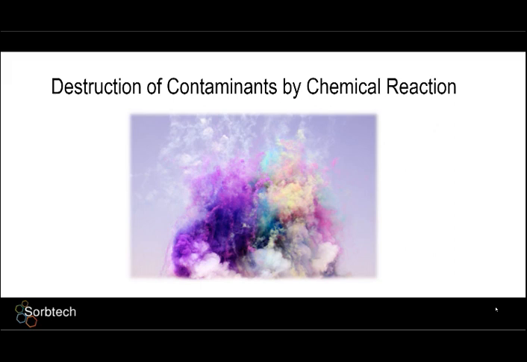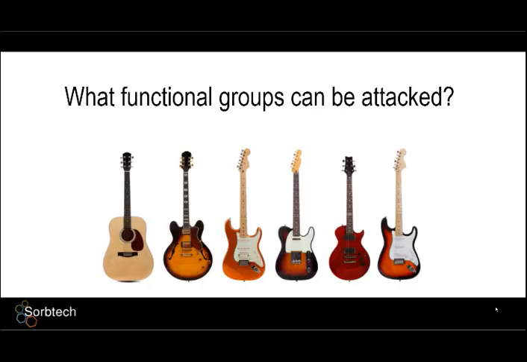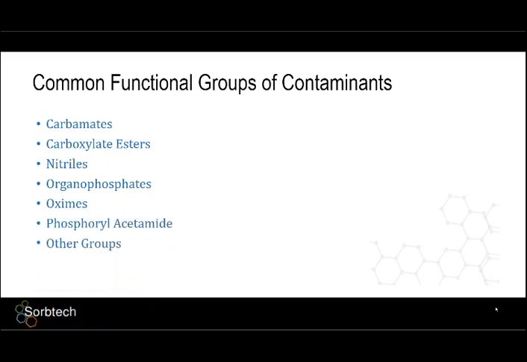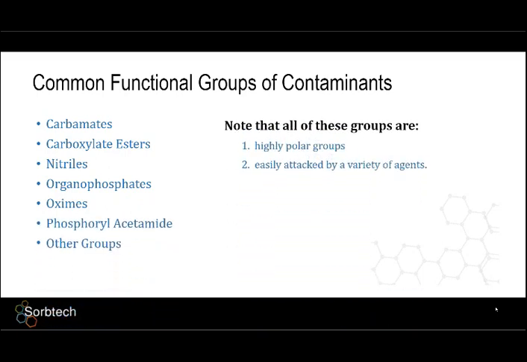So let's look at the final case, which is the destruction of contaminants by chemical reaction. The first question you ask is which functional groups can be attacked? Well, what do they possess? You have all kinds of functional groups: carbamates, carboxylic esters, nitriles, organophosphates, oximes, phosphorylacetamides, and there are lots of other groups. Now, one thing that they all have in common is they're all highly polar groups, and they're all easily attacked by a variety of agents, particularly nucleophiles.